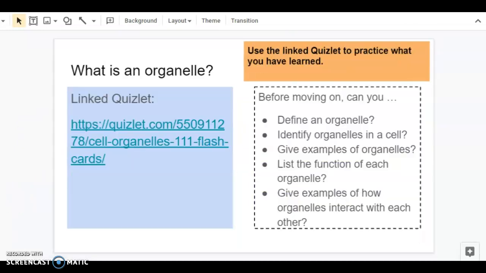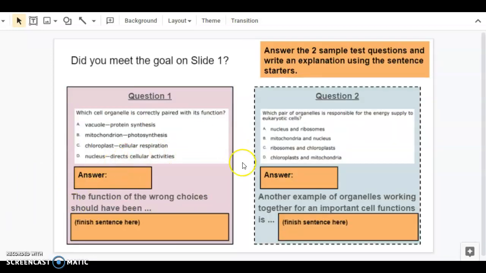The last 2 slides in this presentation include a Quizlet to help you practice and some questions to help you review what these concepts might look like on the test.